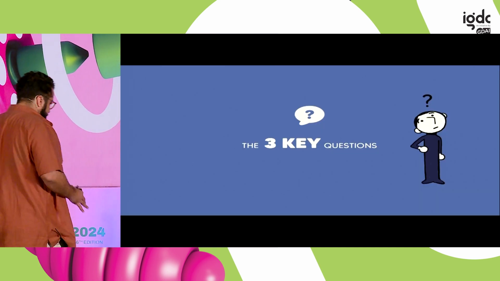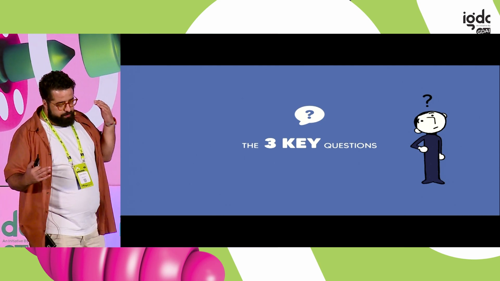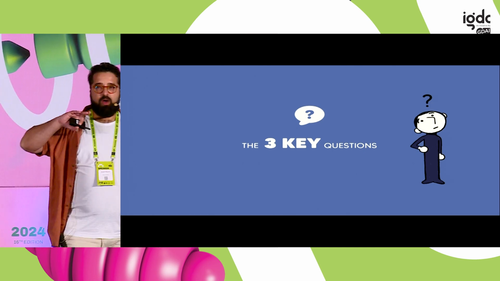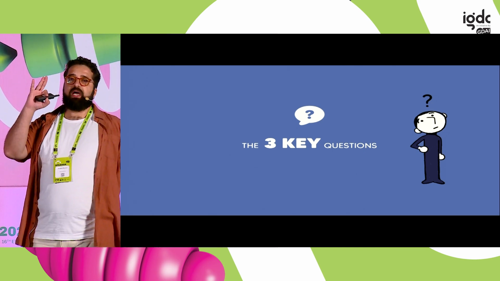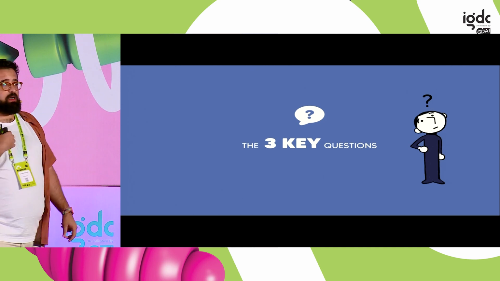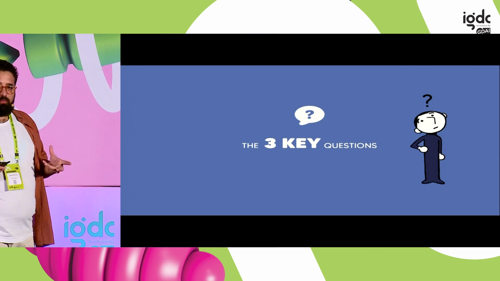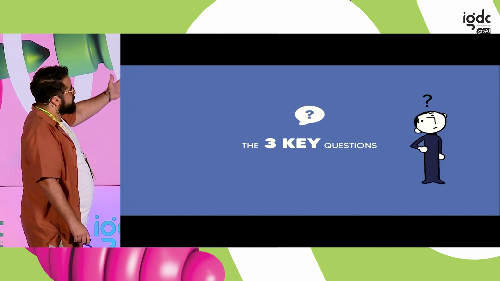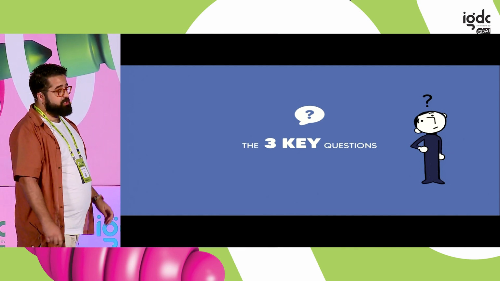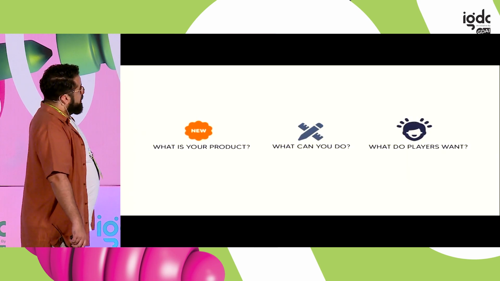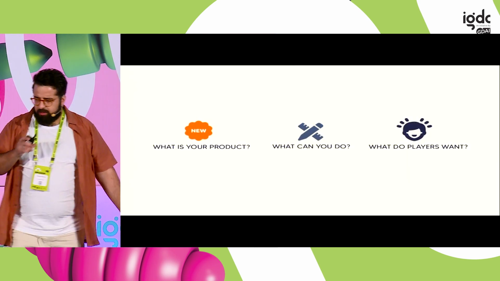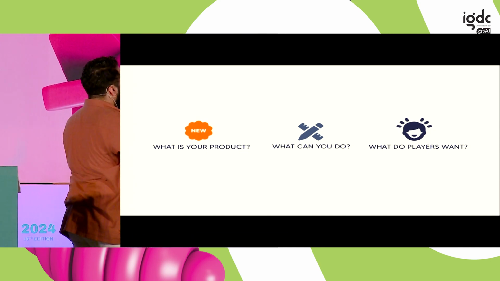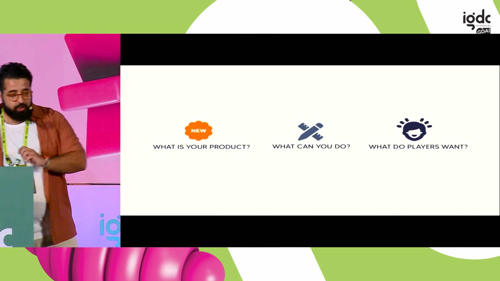So, to finish, I will go over some key points that we need to keep in mind when picking a style for our project. These things are quite important to keep in mind when doing that. So, I want to talk about the 3 key questions, okay? What is your product? What you can do?